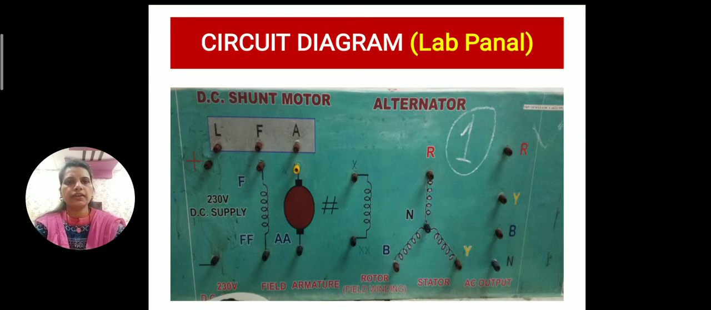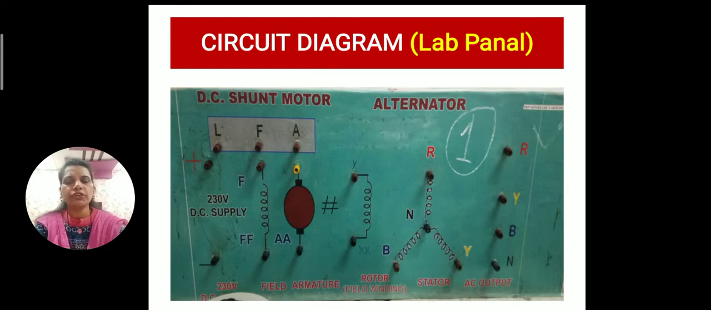Again, which value is greater, Xd or Xq? After performing the experiment, we first take the reading, and from that reading you can check whether Xd is greater or Xq is greater. So this is about the panel for the DC shunt motor and alternator.